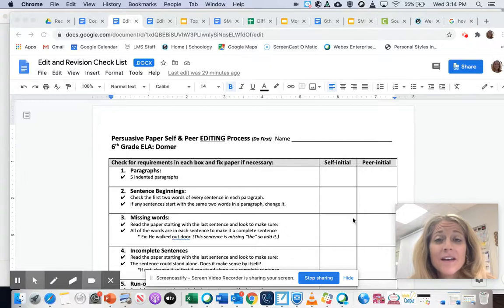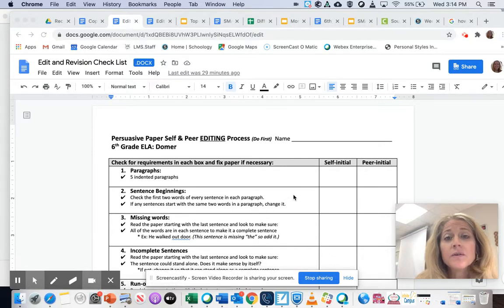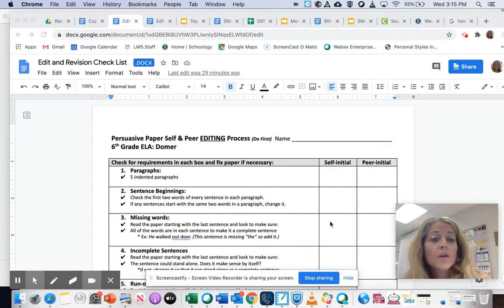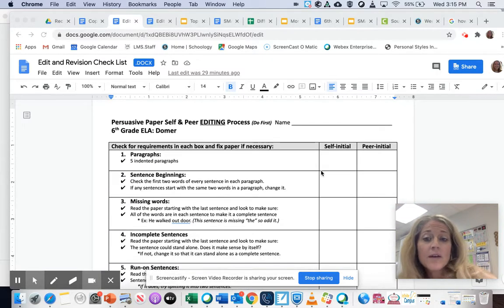We are going to edit and revise our paper. Now, this is the document that I have attached to this assignment. And so you are going to click on it in the Google app down at the bottom, and it'll create a copy for you. And then you're going to go through and initial where you can right here in these boxes, indicating that you went over all of these things in your paper.